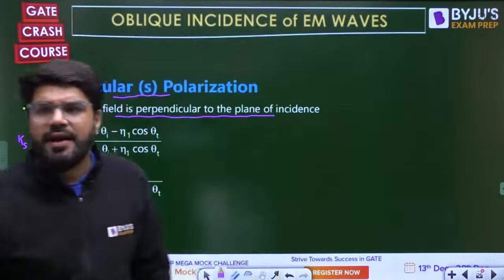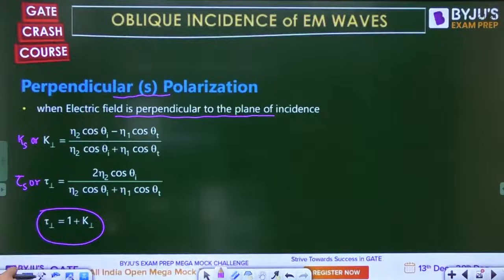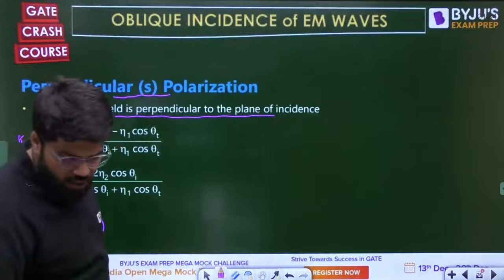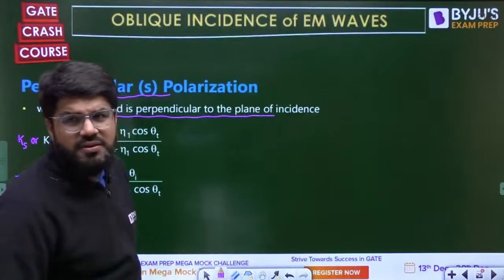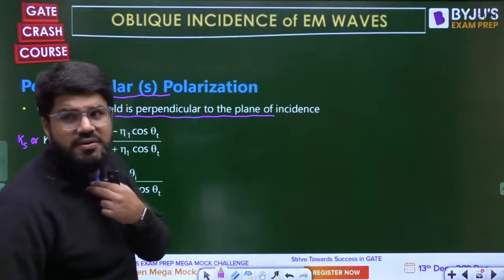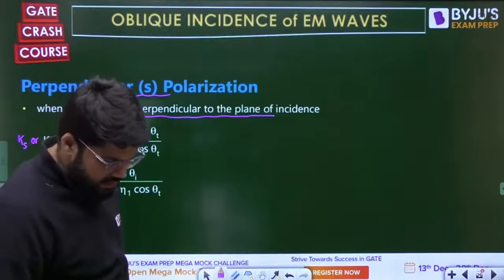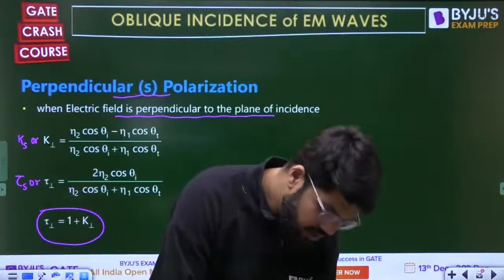Okay, pay attention, right? Now, guys, whether you talk about a perpendicular polarization, there is still some distortion here.